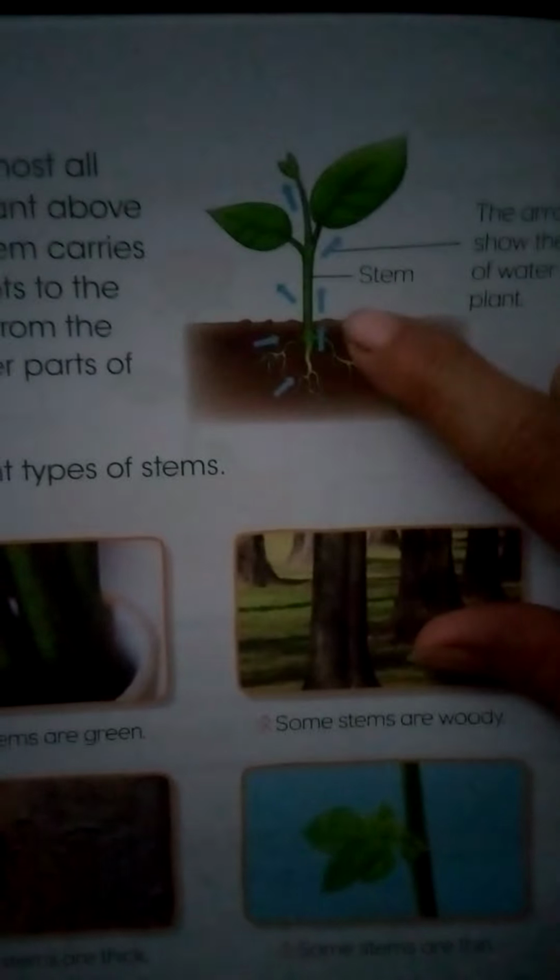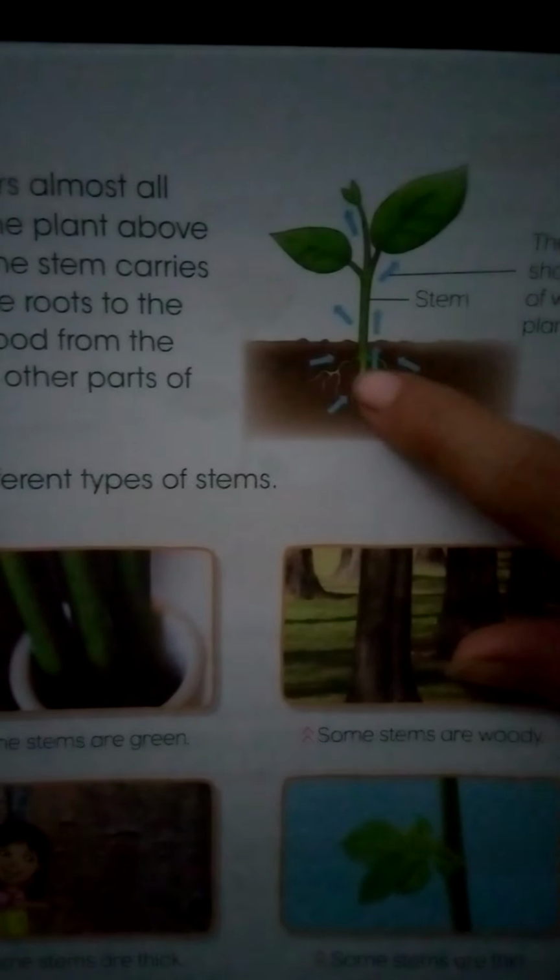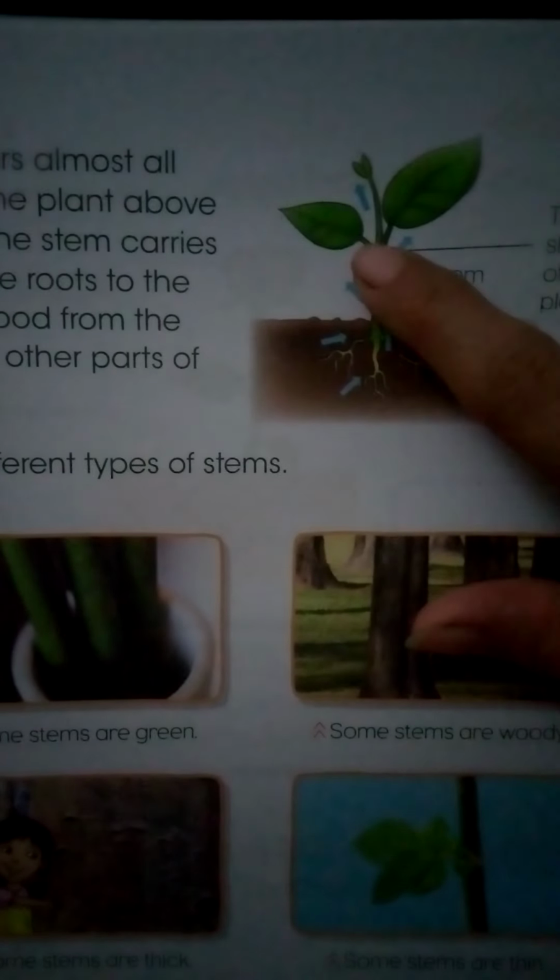Now stem. Stem bears almost all the parts of a plant above the ground. The stem carries water from the roots to the leaves and food from the leaves to the other parts of the plant. As you know, plants make their own food, so what does the stem do? The stem carries water to the other parts of a plant.